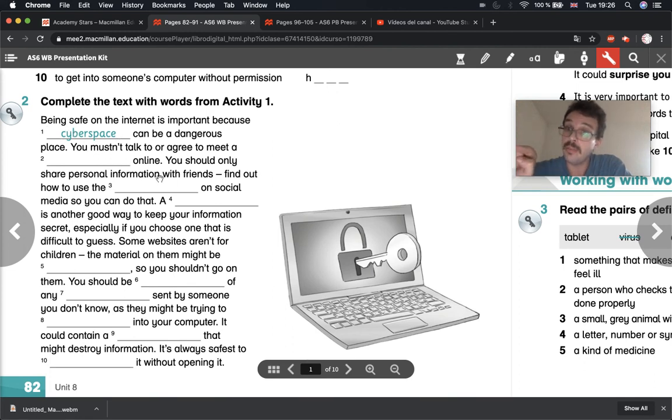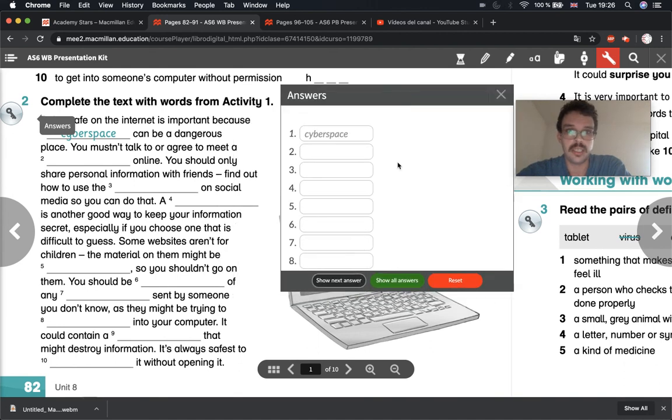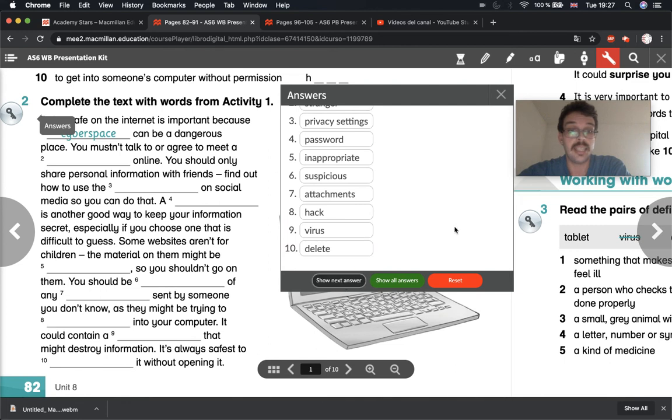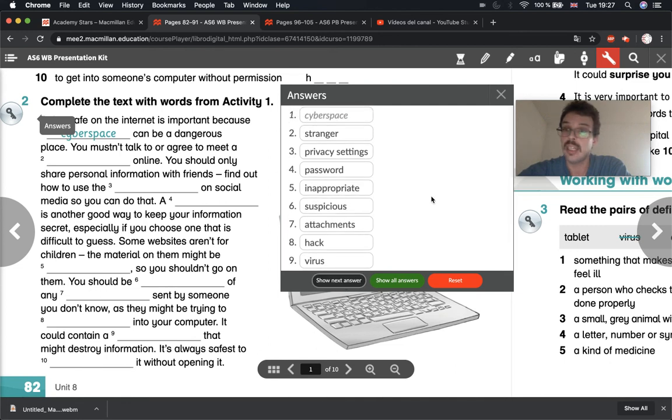All right, pause the video and finish exercise two. Okay, have you finished? Okay, let's correct. All right, so I'll put the answers again. Number one, cyberspace. Two, stranger. Three, privacy settings. Four, password. Five, inappropriate. Six, suspicious. Seven, attachments. Eight, hack. Nine, virus. And 10, delete. Okay. Did you get them all correct? Fantastic. Make sure you correct all of your answers here.